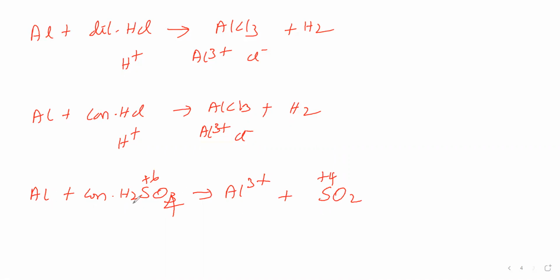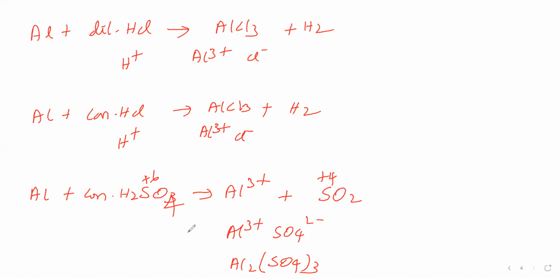Aluminum with concentrated sulfuric acid, what is the reaction? Aluminum undergoes oxidation and becomes aluminum ion. Sulfur +6 oxidation number becomes +4 oxidation number, that is sulfur dioxide. This aluminum ion takes sulfate and becomes what? Aluminum sulfate, Al2(SO4)3.